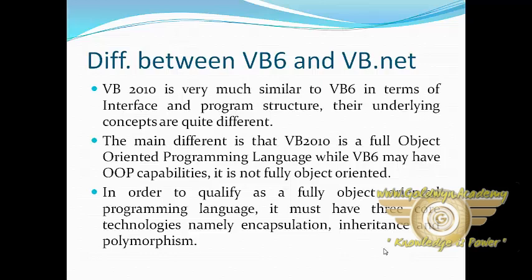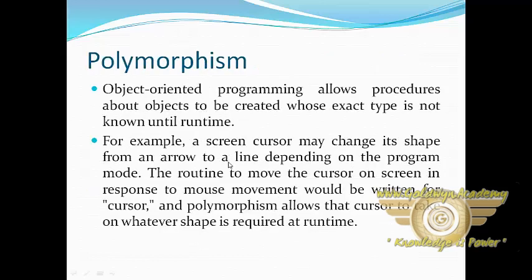In order to qualify as a fully object-oriented programming language, it must have three core technologies, namely encapsulation, inheritance, and polymorphism. So let's first see polymorphism. Object-oriented programming allows procedures about objects to be created whose exact type is not known until runtime.